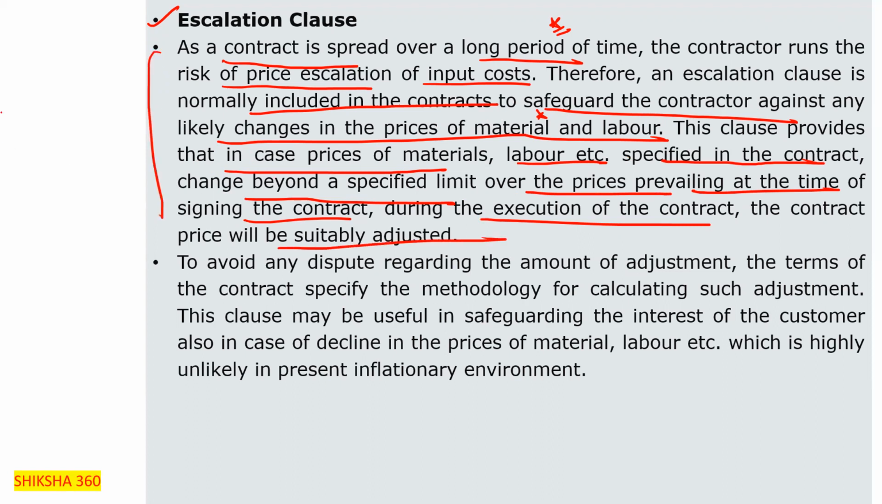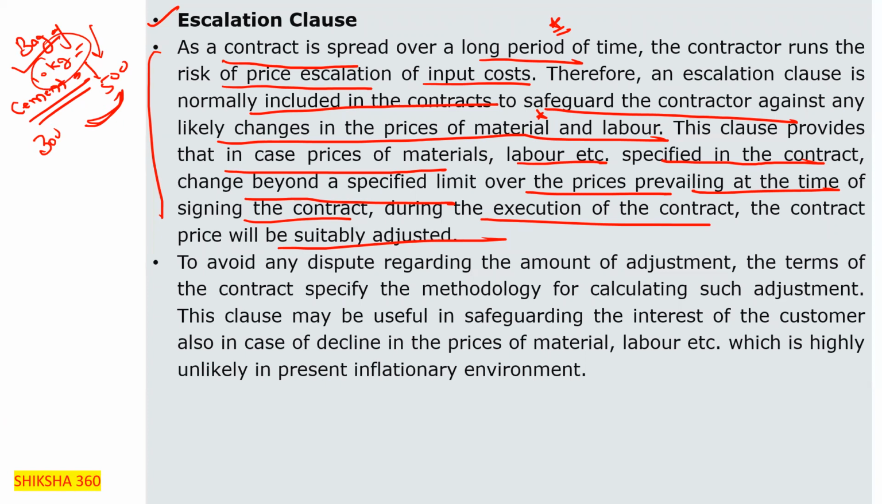For example, when you made the contract, a bag of cement of 10 kg was rupees 300. Now presently it is rupees 500. So there will be a lot of changes, and the price will be suitably adjusted. Just for example purposes, I am taking this here.